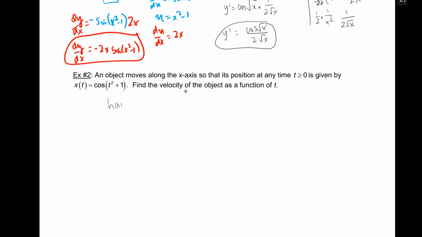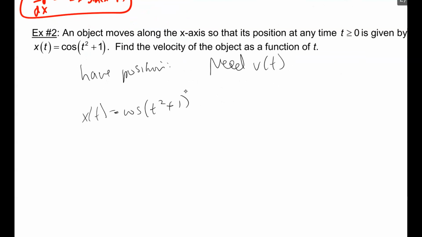So we have position, right? What we need is velocity. Well, we know how to do that. We just have to find the derivative. So right here we have x of t is equal to cosine of t squared plus 1. Awesome. So the outside function is cosine. So this is the outer, this is the inner.